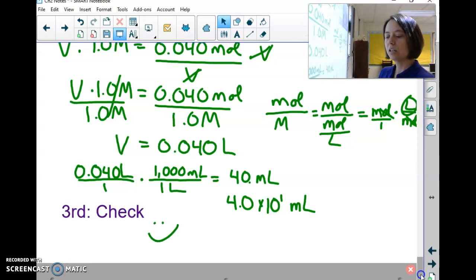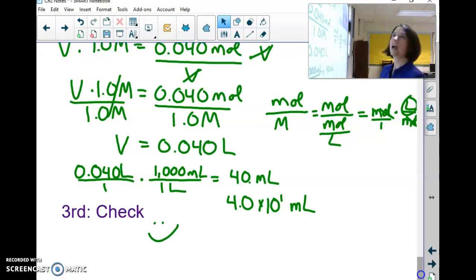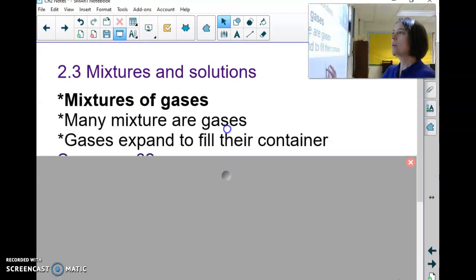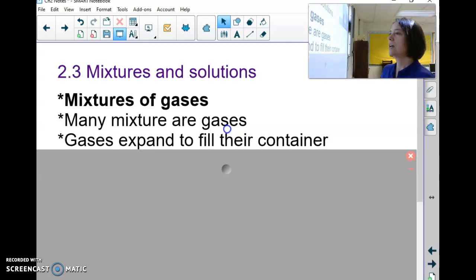Great, so let's move from liquids and solutions to gases. Our last concept of this whole chapter is going to be mixtures of gases. So many mixtures are gases. And some things to remember or know about gases: gases expand to fill their container.